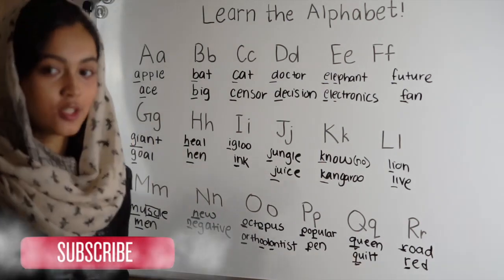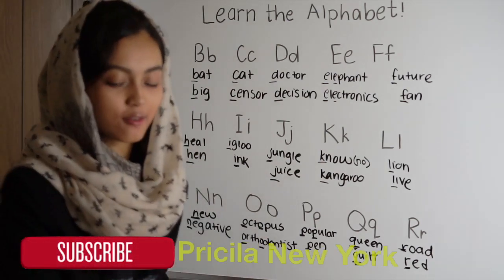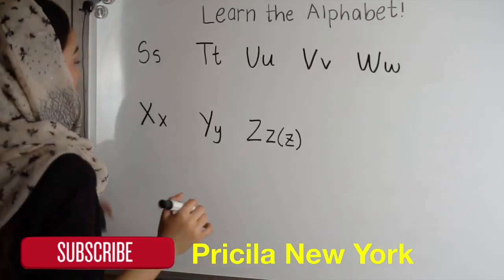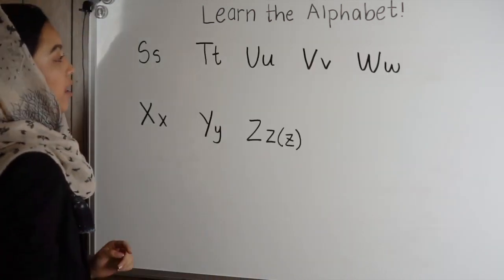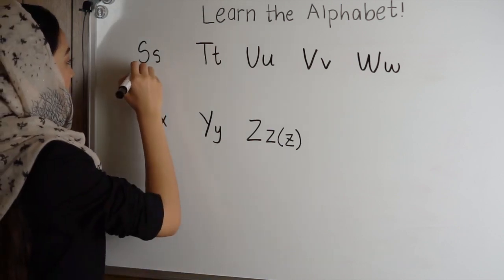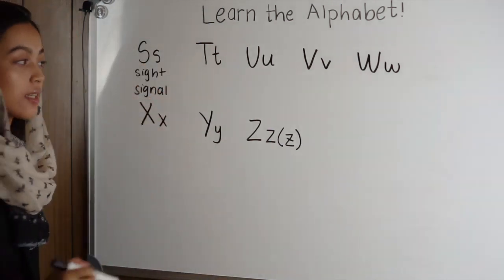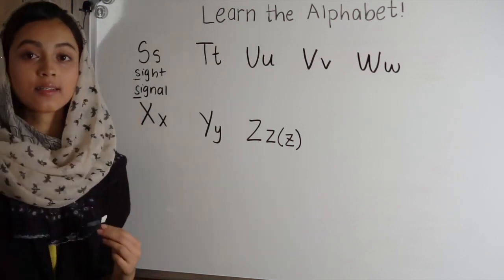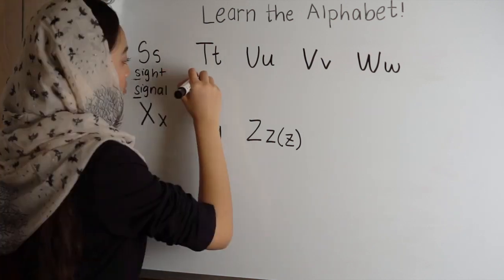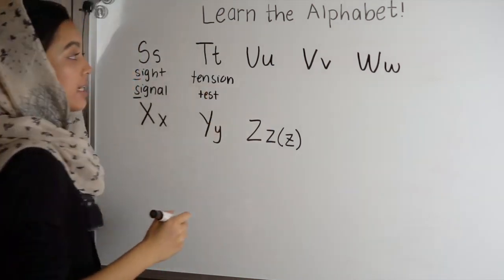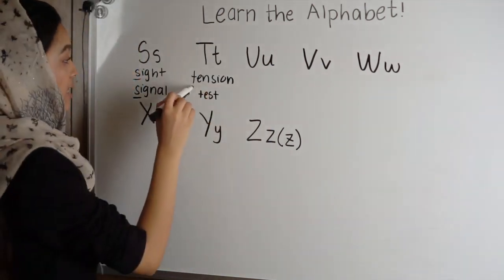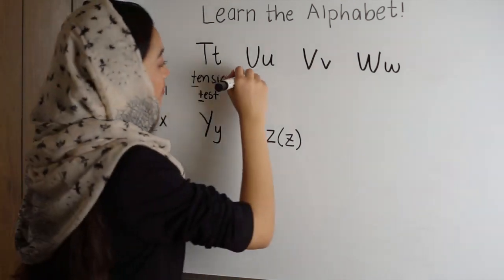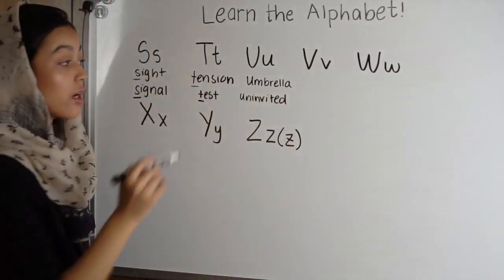Now I'm gonna move on to the next part of the alphabet and examples for this video. So এখন আমরা যাব from S to Z. So let's start off with S. Sight. Signal. T. Tension. Test. U. Umbrella.